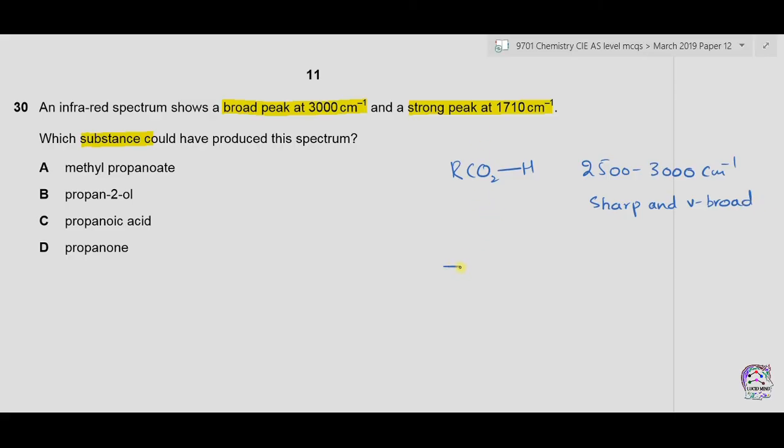Again, from the data booklet we can see that if the carbonyl carbon is from a carboxylic acid, then it will give a peak between 1680 to 1730 per centimeter, and it's a strong peak. So both these peaks at 3000 and 1710 correspond to the carboxylic acid functional group. So therefore A is ester, B is alcohol, C is carboxylic acid and D is ketone. So the possible option is C.